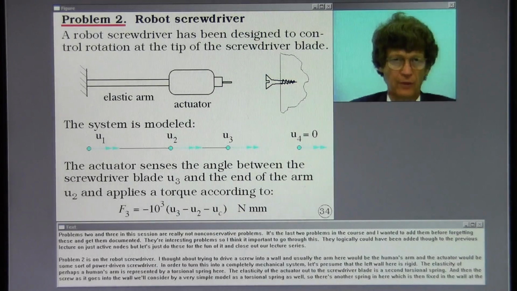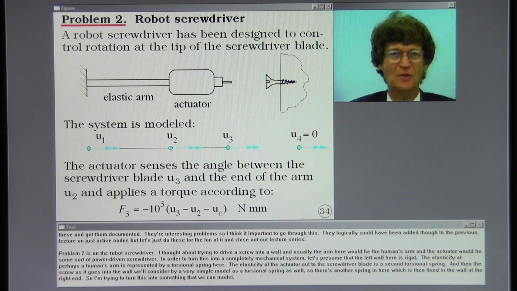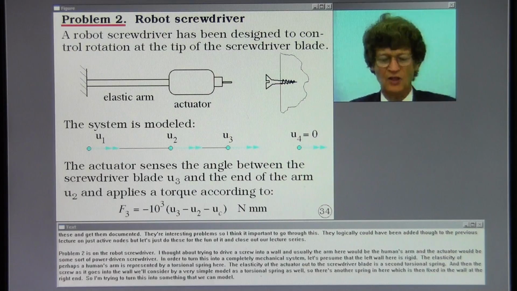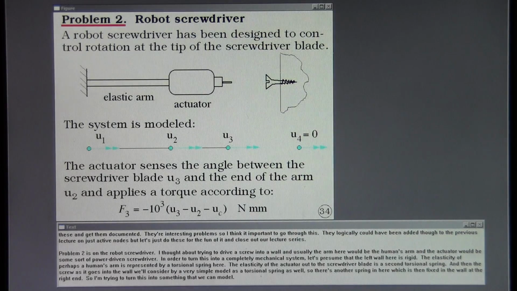Problems 2 and 3 in this session are really not non-conservative problems. It's the last two problems in the course, and I wanted to add them before forgetting these and get them documented. They're interesting problems, so I think it's important to go through this. They logically could have been added, though, to the previous lecture on just active nodes, but let's do these for the fun of it and close out our lecture series.